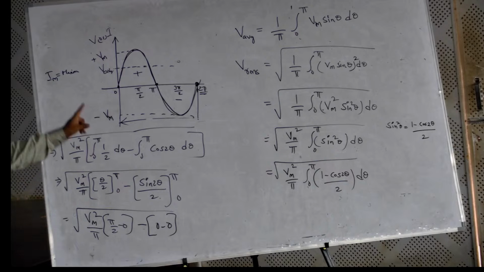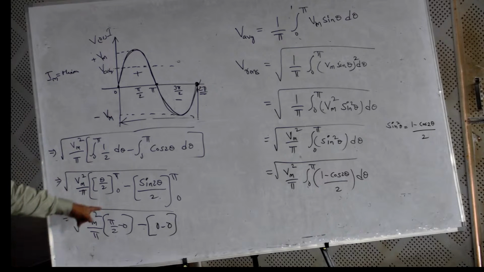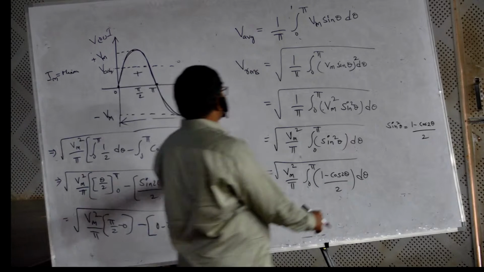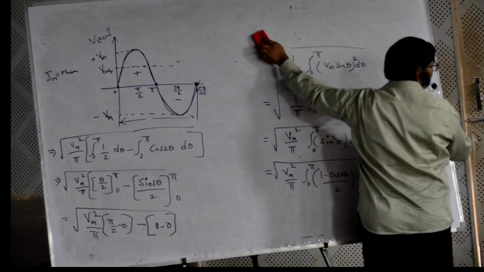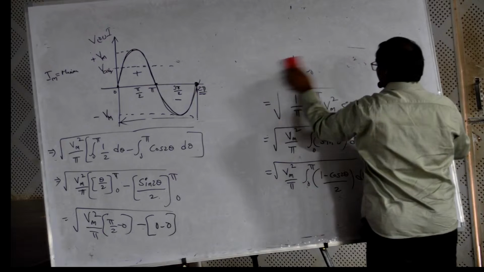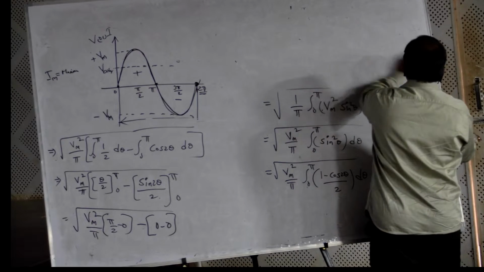Note down kindly. Can I erase that? After that, what will we get? Tell me now. We will get Vm by root 2. This one I am erasing. On the right side you have to note down.